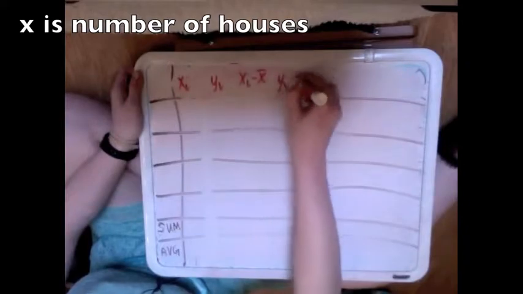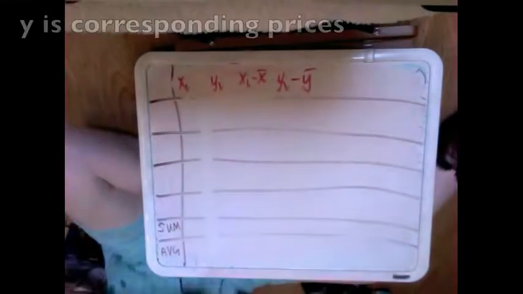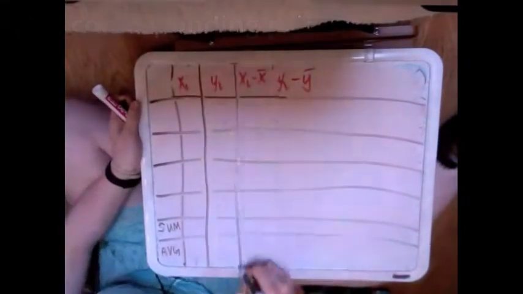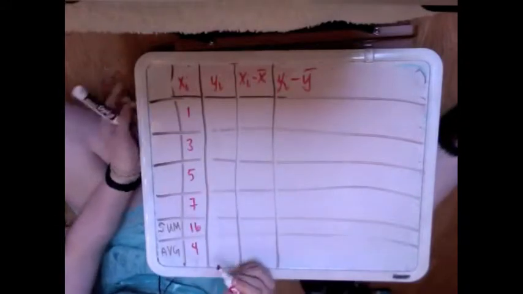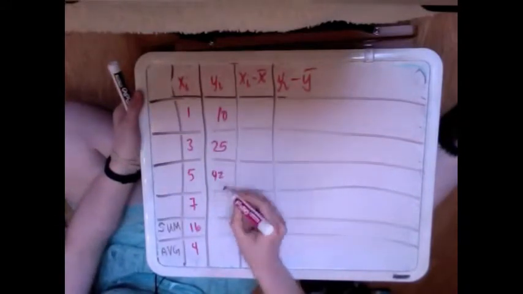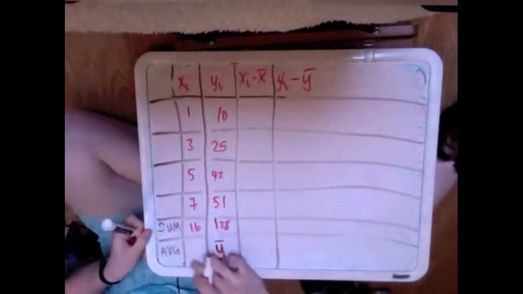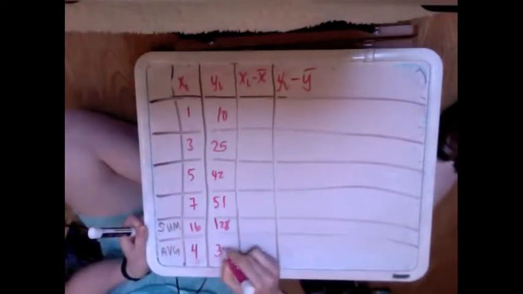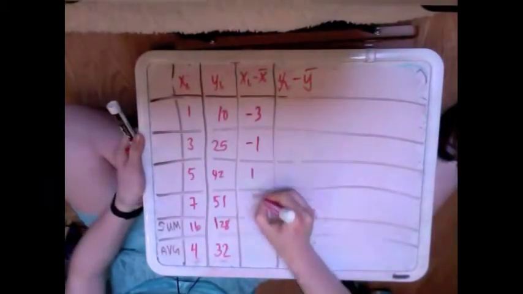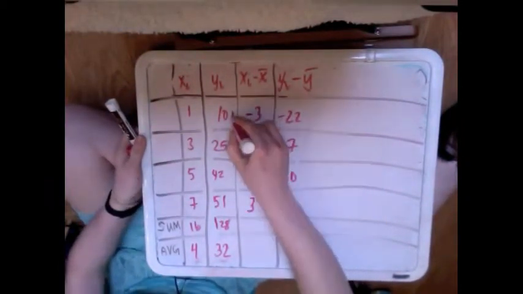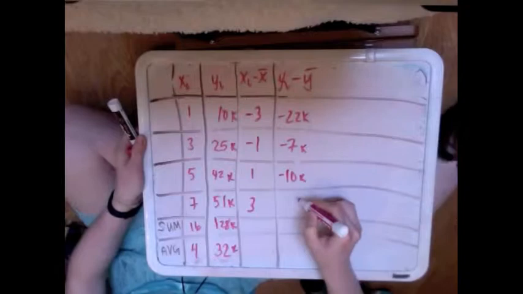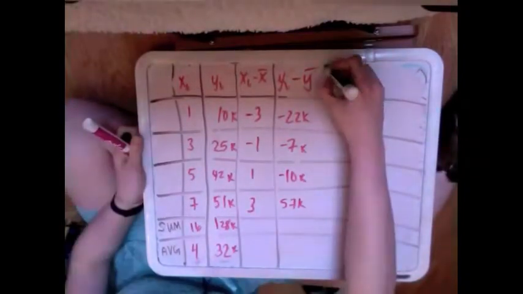So we can set up a table. Given x and y, we can fill these two columns. The average values of x and y are our x bar and our y bar. Now that we have the values of x bar and y bar, we can solve for the difference between xi and x bar for each data point, and the same for yi and y bar.